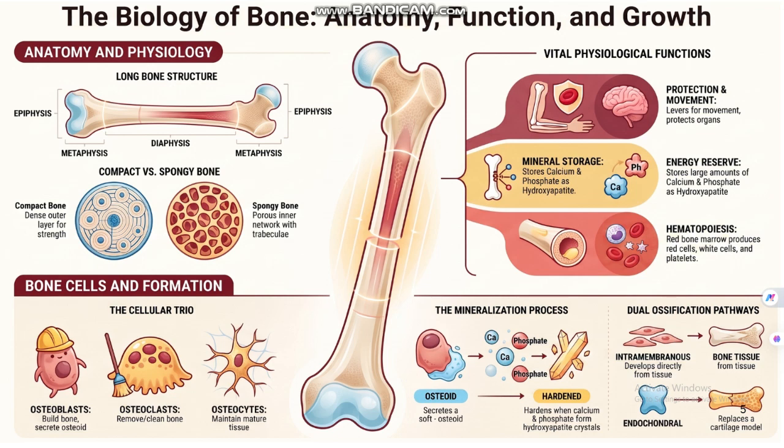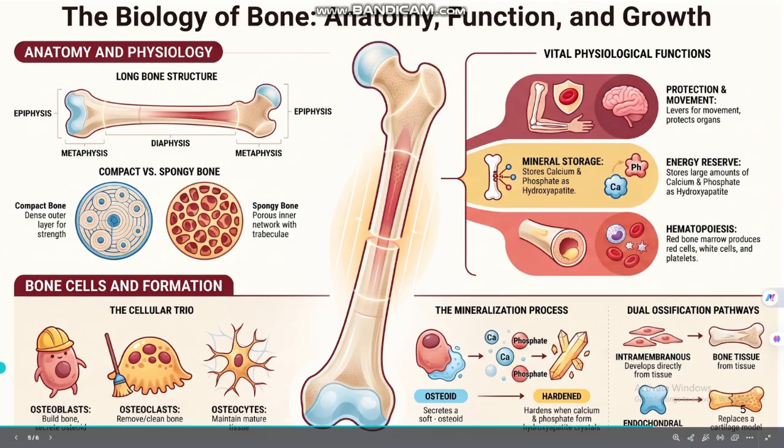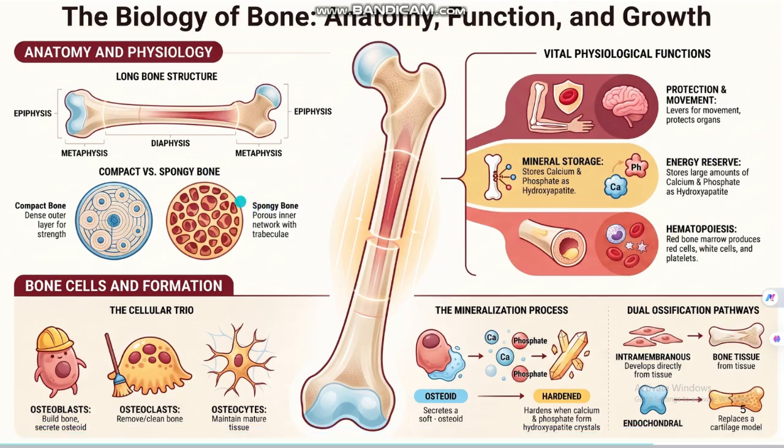This slide comprises the anatomy, function and growth of the bone cell. Let us now bring everything together. The skeleton system is the framework of our body and it is built from long bones with regions like epiphysis, metaphysis and diaphysis. This structure combines dense compact bone for strength and porous spongy bone. This ensures stability and flexibility.